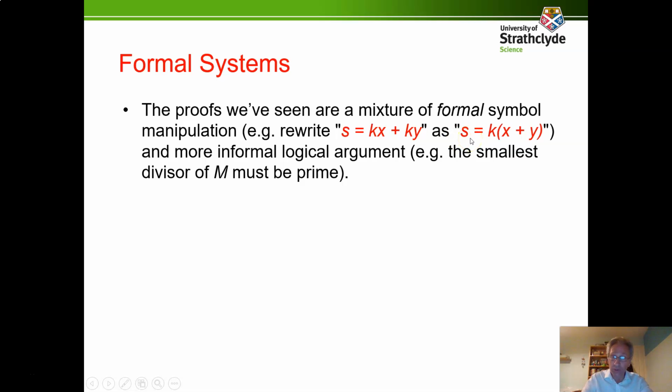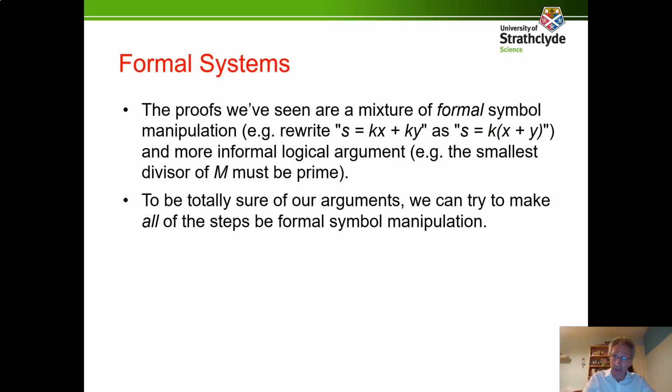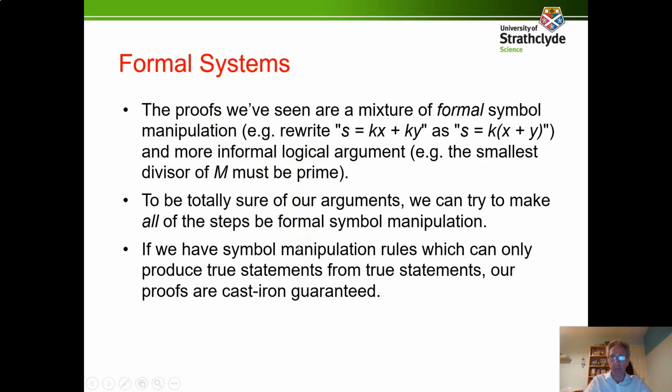We've just rearranged symbols. We also have in our proofs more informal logical arguments, such as saying the smallest divisor of m must be prime. Well, mathematicians and computer scientists like it best if all of the steps of our proofs can be formal symbol manipulation. Then we can be absolutely sure that our proof is watertight. We're not relying on informal logical argument.